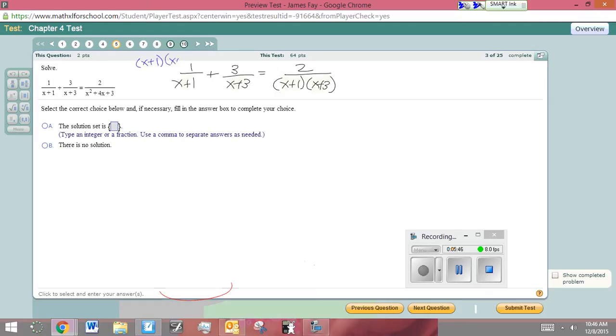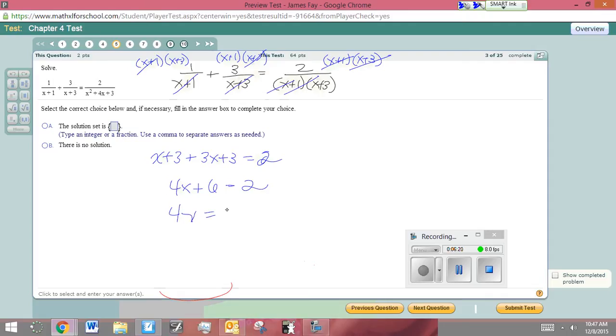x plus 1, x plus 3. The x plus 1 cancels and the x plus 3 cancels, leaving you x plus 3 when you multiply, and 3x plus 3 when you multiply, and then equals 2 times, well, those things cancel out, so I'm just left with 2. Solve this, you get 4x plus 6 equals 2. 4x equals negative 4. x then equals negative 1.